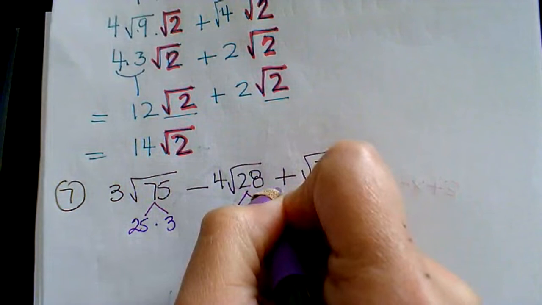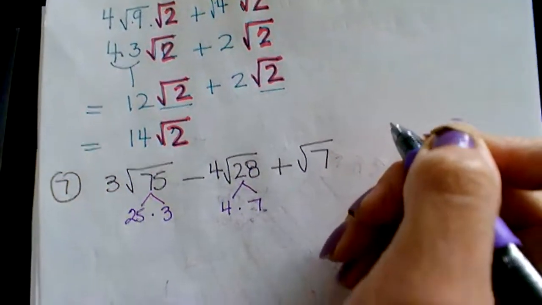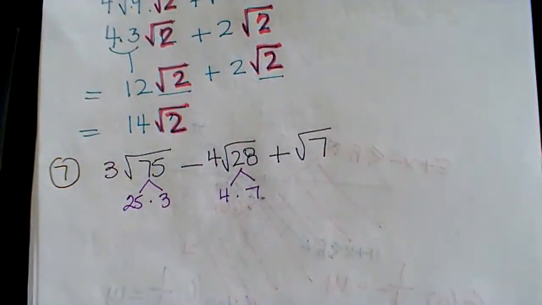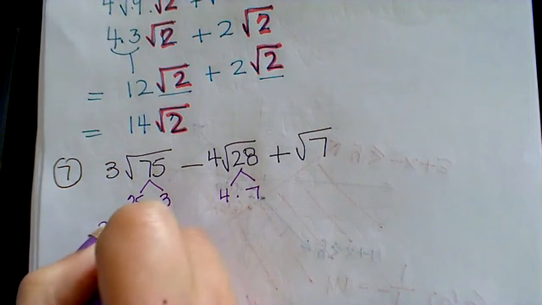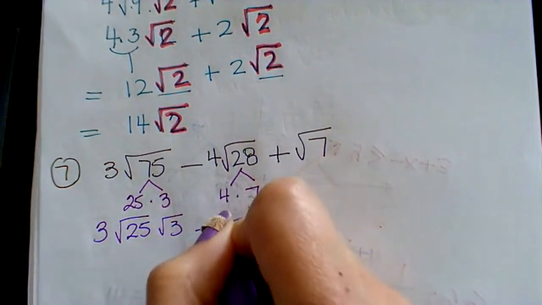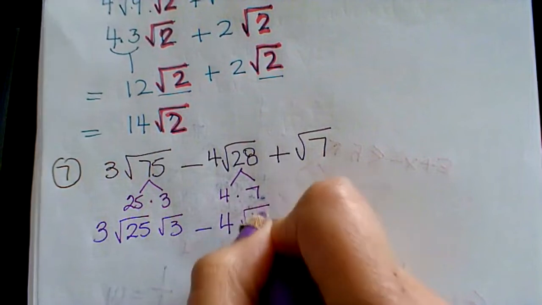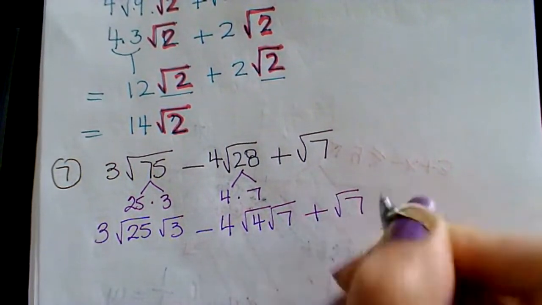4 times what? 7. And this one stays the same. This one is not going to change. So let's see. We have 3 times the square root of 25 times the square root of 3. We have the 4, and we have the square root of 4 times the square root of 7 plus 7.